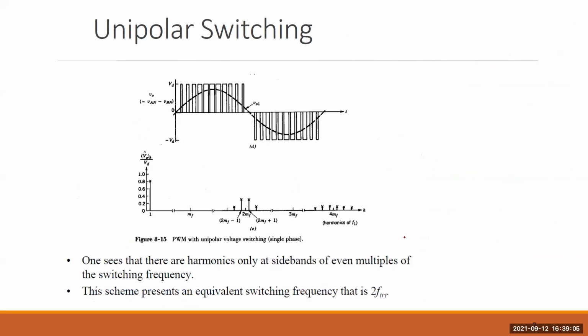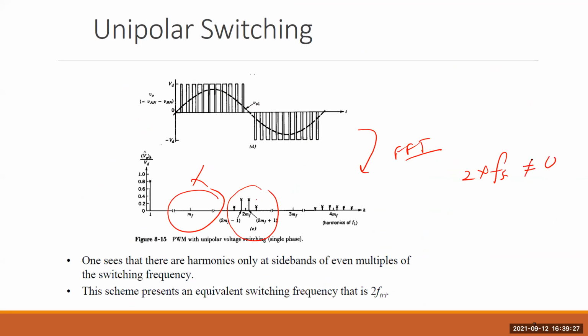Okay. So now if we do the fast Fourier transform of this, you can see there is nothing at MF. There is nothing at MF. You have it at 2 MF, twice the switching frequency, the harmonics. But you don't have it at 2 MF also. You can see this is 2 MF, which is ground. Only what you see is 2 MF plus 1 and 2 MF minus 1.